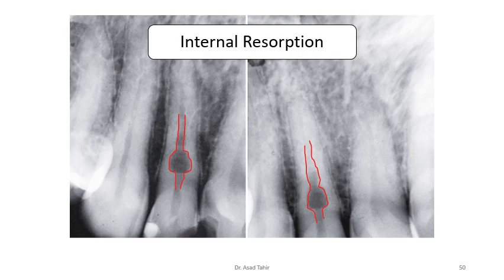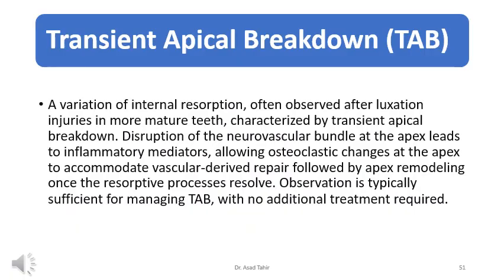Transient apical breakdown, TAB. A variation of internal resorption, often observed after luxation injuries in more mature teeth, characterized by transient apical breakdown. Disruption of the neurovascular bundle at the apex leads to inflammatory mediators, allowing osteoclastic changes at the apex to accommodate vascular-derived repair, followed by apex remodeling once the resorptive processes resolve. Observation is typically sufficient for managing TAB, with no additional treatment required.